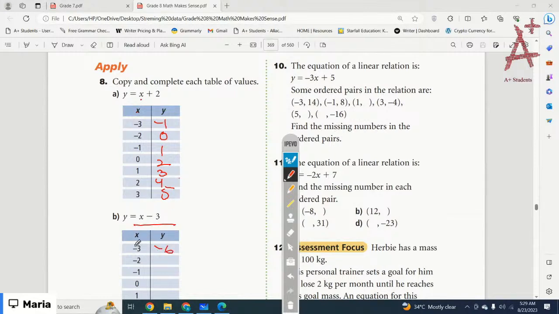Negative 3 minus 3, negative 6. Negative 2 minus 3, negative 5. Negative 1 minus 3, negative 4. 0 minus 3, negative 3. 1 minus 3, negative 2.